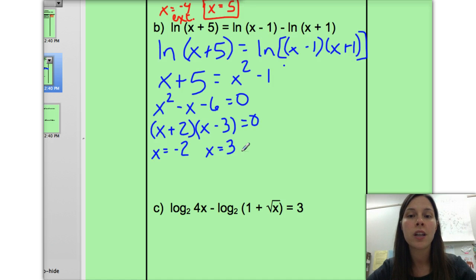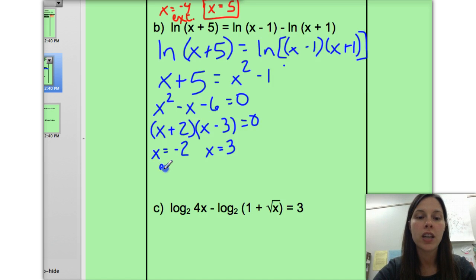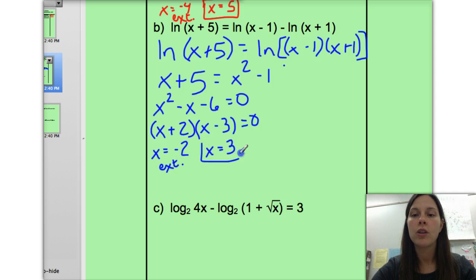But when we substitute it on the right-hand side, we get -2 minus 1, which is a negative, so that's outside the domain of the log function. So we're going to reject that as an extraneous solution. And again, we only have one solution, x equals 3.